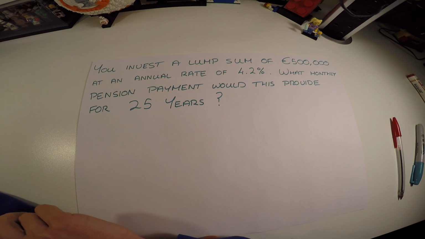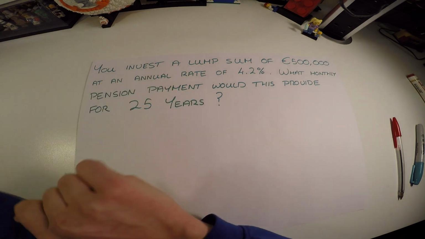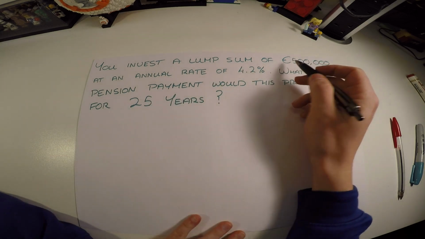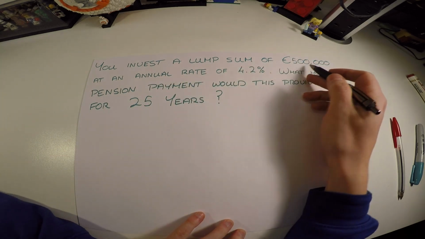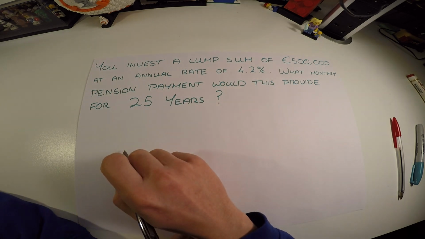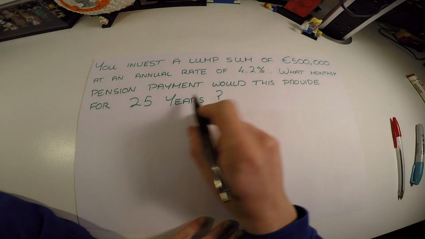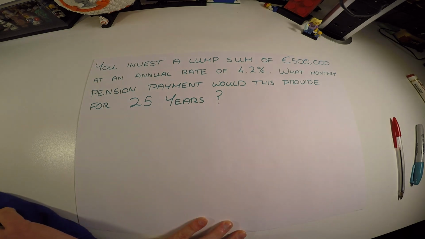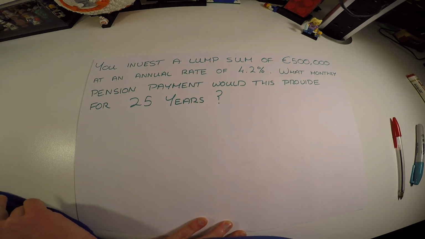Okay, this is another example of a pension question. This time we're looking for the pension payment. We're given that we've invested a lump sum of 500,000. We have an annual rate again of 4.2%, and we want to know what monthly pension payment this would provide for 25 years. So there's a couple of things going on here.